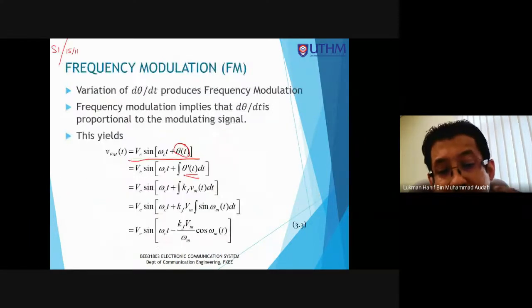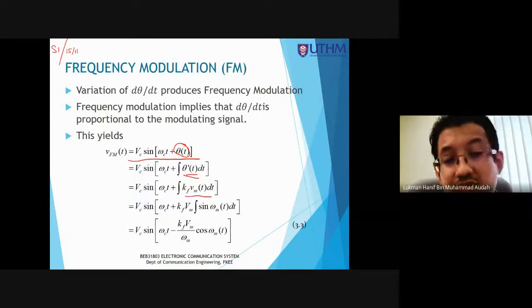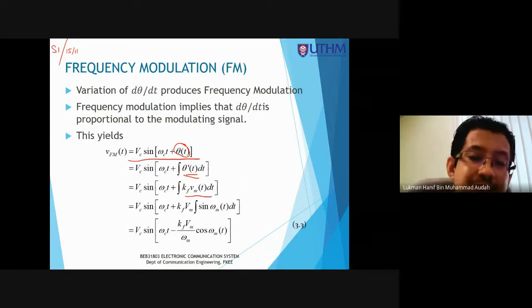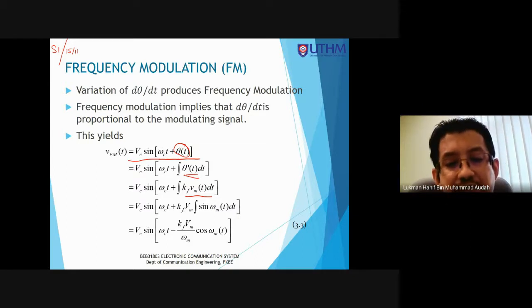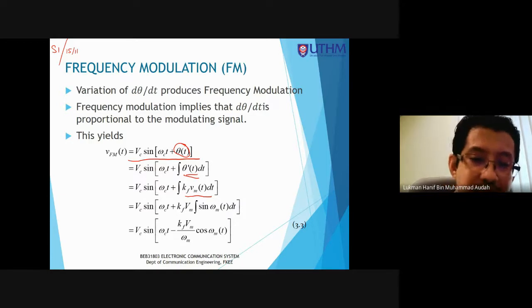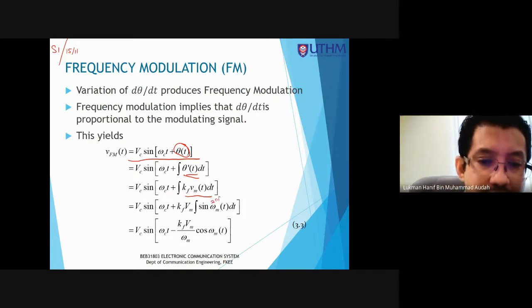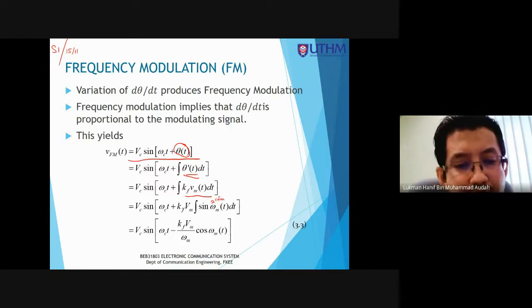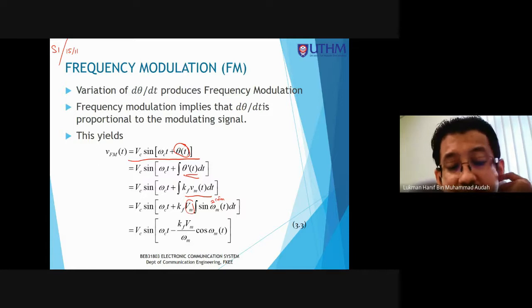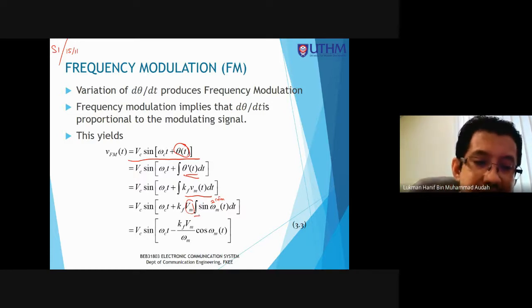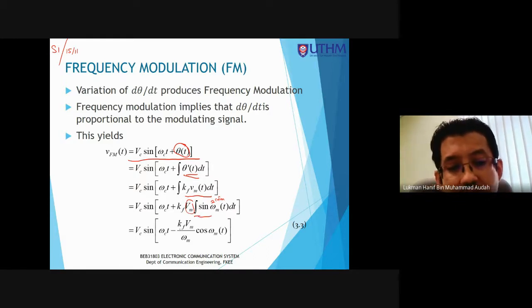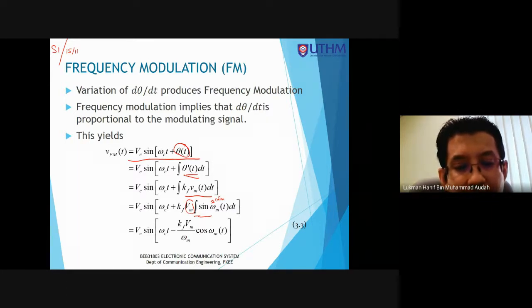So we put Kf Vmt inside the equation, then we do the integral. Kf Vmt is Kf Vm sin 2 pi fmt. We put Vm outside because this is a constant parameter, the peak value. And then we do the integral process. So the integral of sine, we get a negative cos. Kamiran sine dapat negative cos. So here is a negative cos divided by omega m. Omega m is 2 pi Fm.